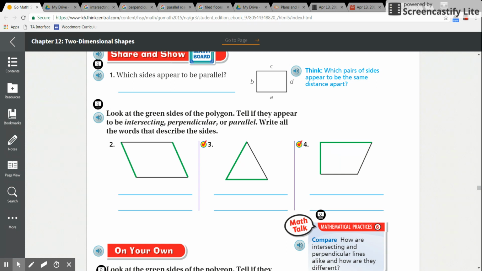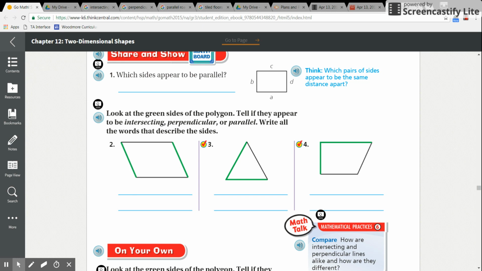So number two, we're looking at the left side, which is green, and the right side. So are they intersecting, perpendicular, or parallel? Go ahead and pause the video, write the answer, and then see what we came up with. If you answered parallel, that is correct. I'm not going to take my pen and write the word parallel. It's going to take me forever and it'll be really sloppy. So just trust me on this one. These are parallel. Even though they're slanted, they are going to go on forever and never touch.